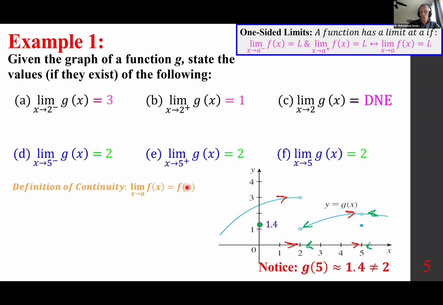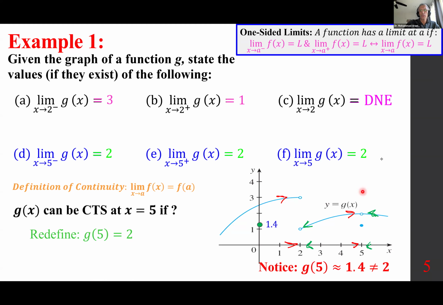But g of x can be continuous at x equals 5 if we redefine g of 5 as 2, if we move that point. In other words, this is a removable discontinuity. This one, there is nothing we can do. This is a jump. And g of 2 is not given, but even if it were given, there is nothing we can do to fix the problem.